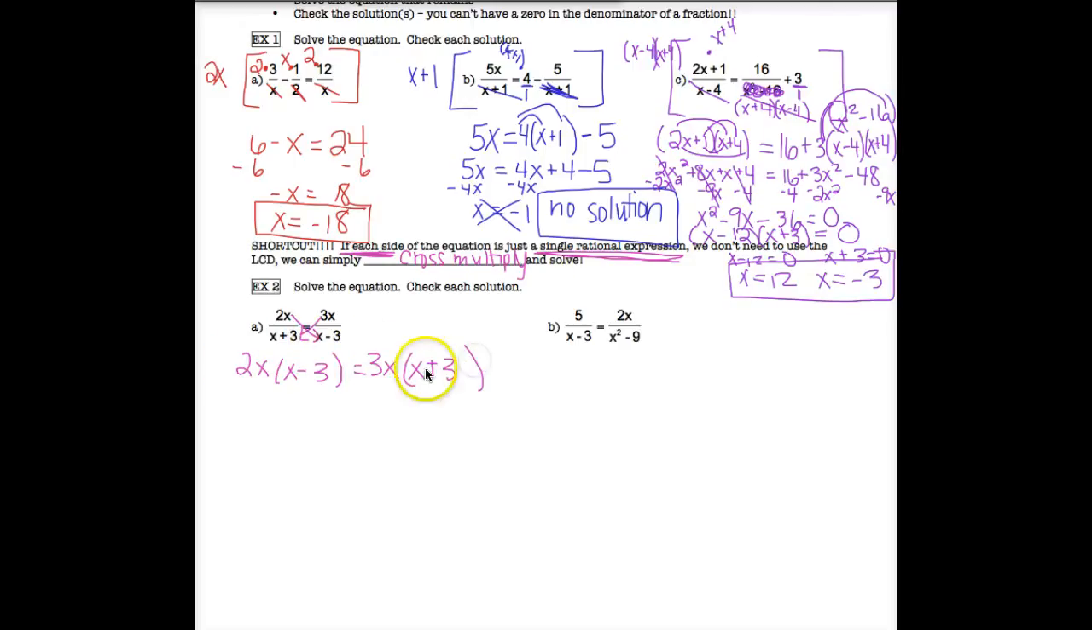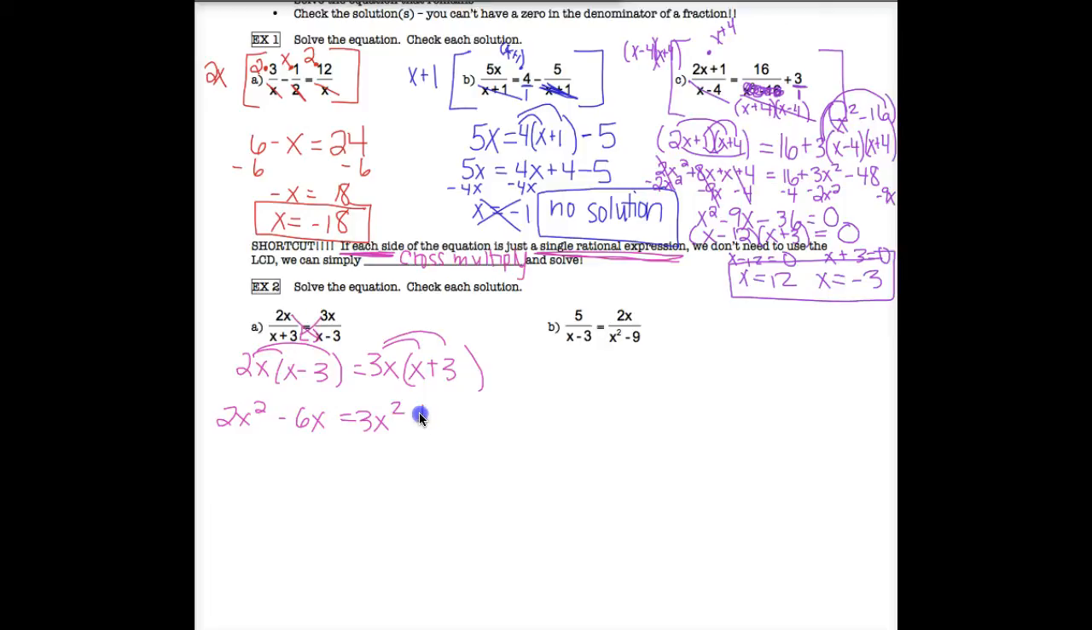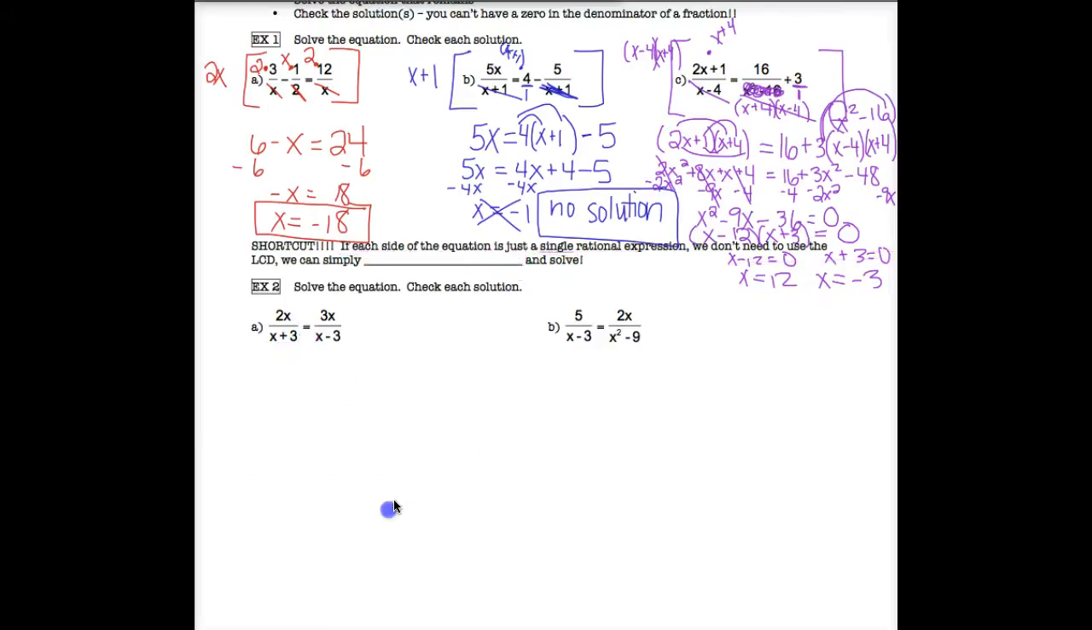I do suggest actually writing it out and not skipping this step because I find that people tend to make mistakes. And again, I can give you partial credit if I see you knew what to do. So now distribute 2x squared minus 6x equals 3x squared plus 9x. So again, this is going to be quadratic. So I'm going to want my terms all together here. So subtract the 2x squared, add the 6x. So I've got it equal to 0. So 0 equals x squared plus 15x.